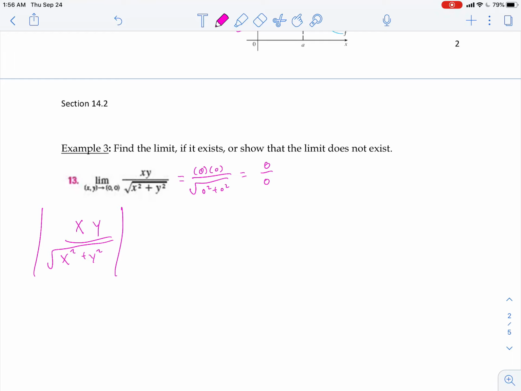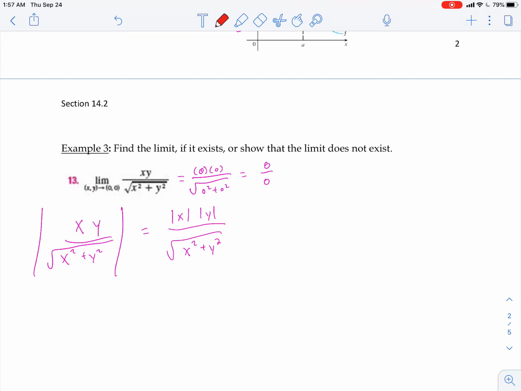Now, some things about this: I can rewrite this to be the absolute value of x times the absolute value of y, all over the square root of x squared plus y squared. Now, I don't need to have the absolute value around that denominator, and the reason for that is because the square root of x squared plus y squared is always going to be positive. Because this is always going to be positive, I don't need to have absolute value around it, all right?